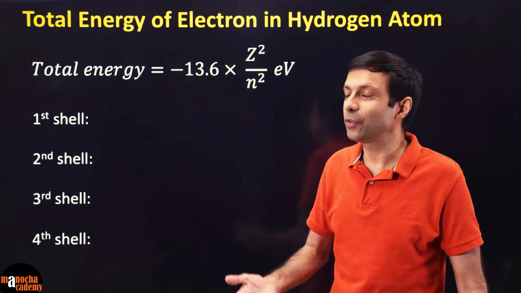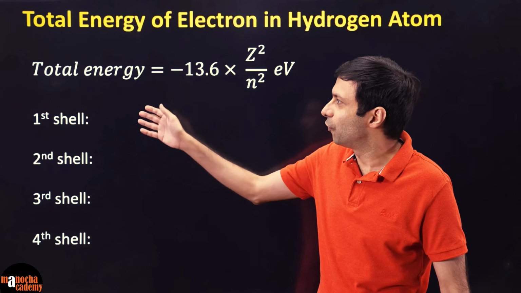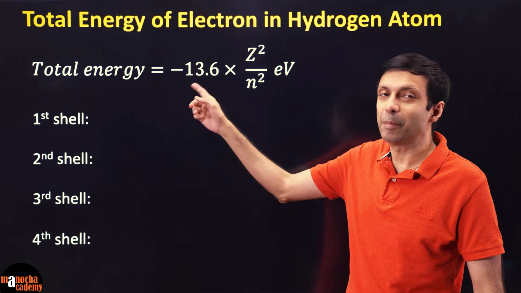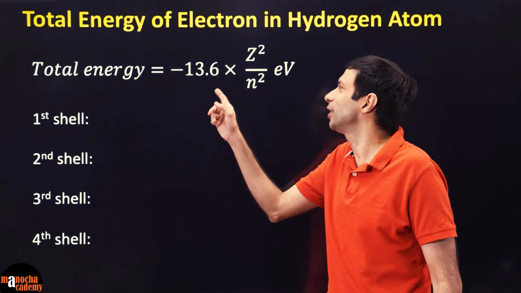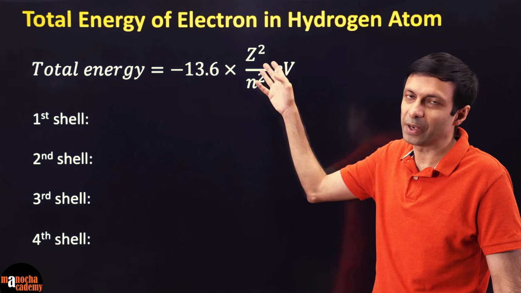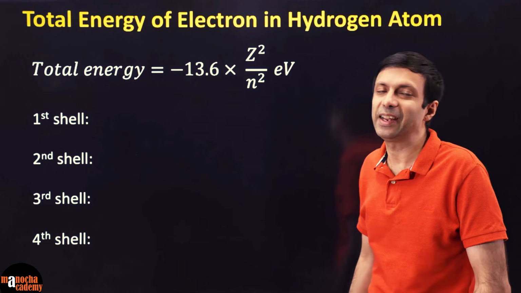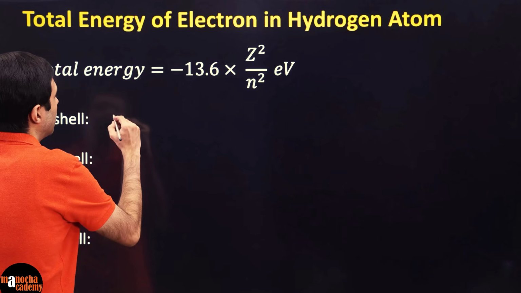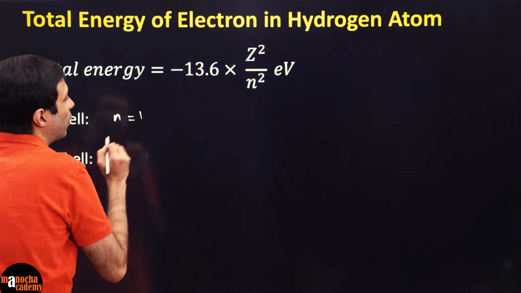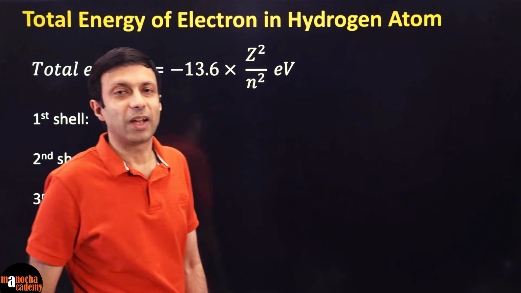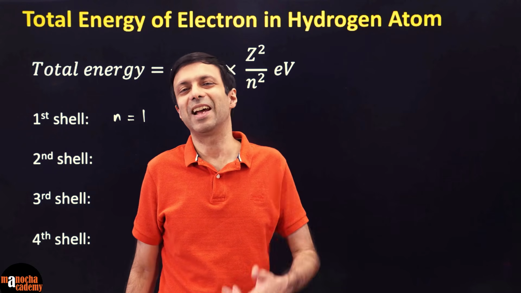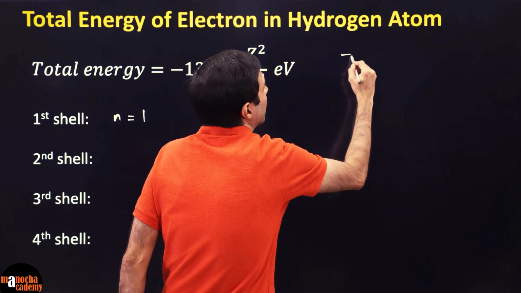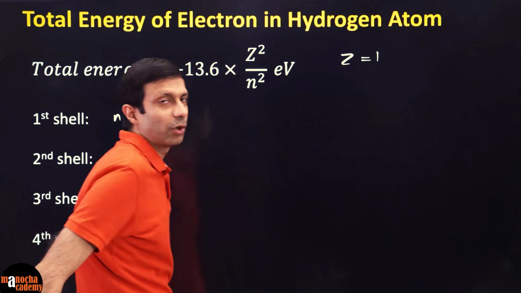So let's apply the total energy formula for the electron in the hydrogen atom. We'll look at the energy of the electron in different shells: first shell, second shell, third shell, and so on. Remember, the total energy is minus 13.6 times Z square, the atomic number square, by N square in electron volts. So let's go ahead and find the values for the first shell. In the first shell, we know N equal to 1. And since we're talking about the hydrogen atom, what is the atomic number? That's right, it has only one proton, simplest atom in the universe. So atomic number is 1, Z equal to 1.